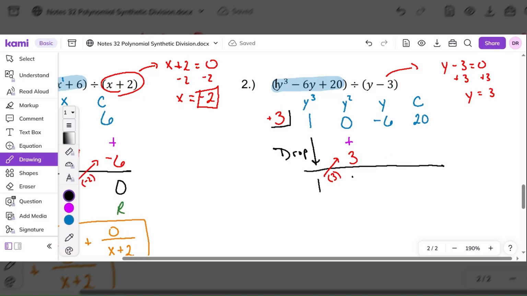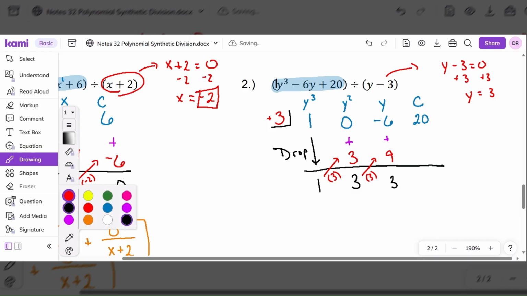And then we continue. So next, we multiply again. So we take the number underneath the line times the number in the magic box, that positive 3. So we multiply this by 3. 3 times 3 is 9. We then add those. Negative 6 plus 9 is positive 3 again.